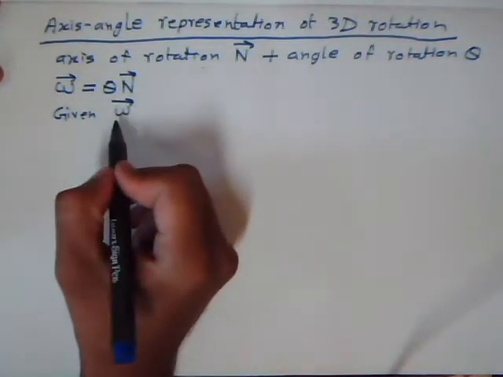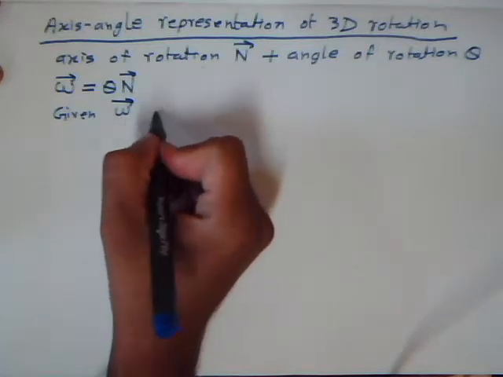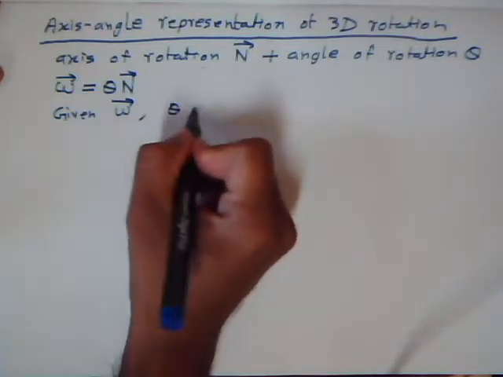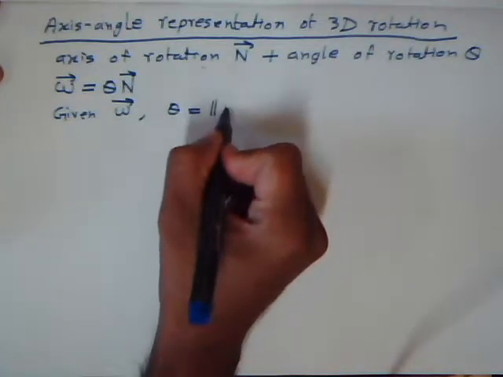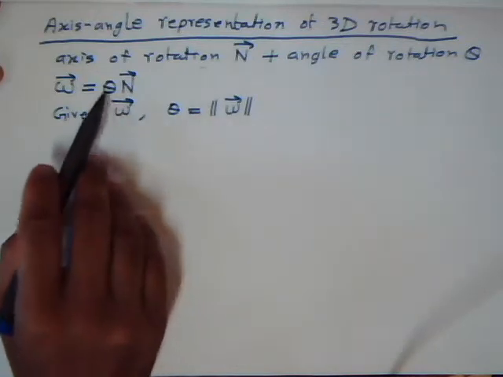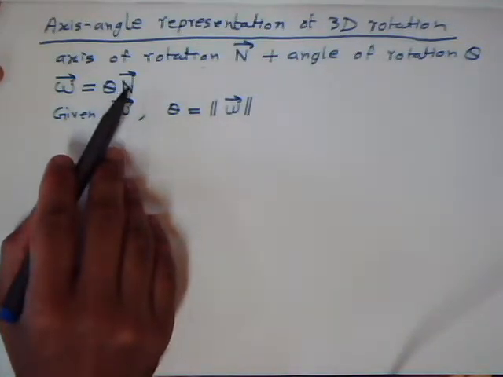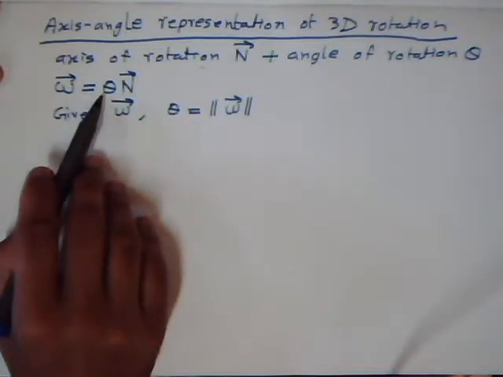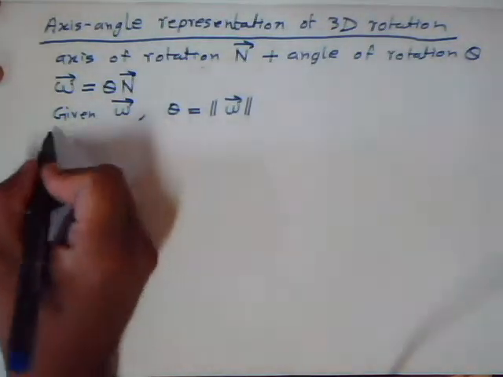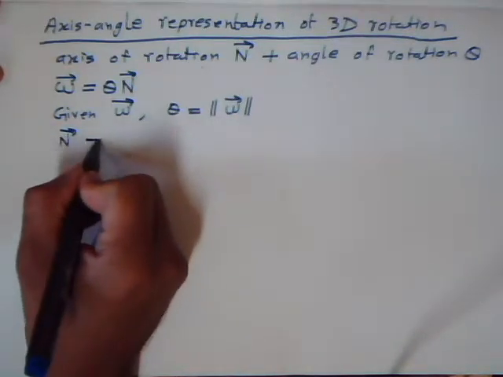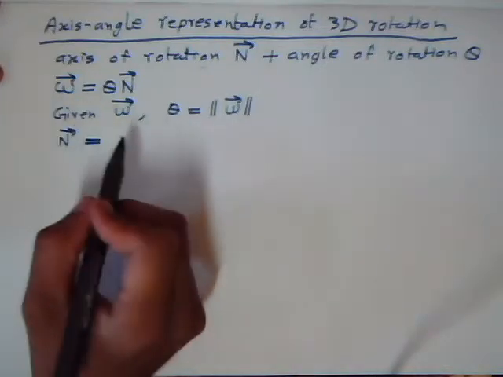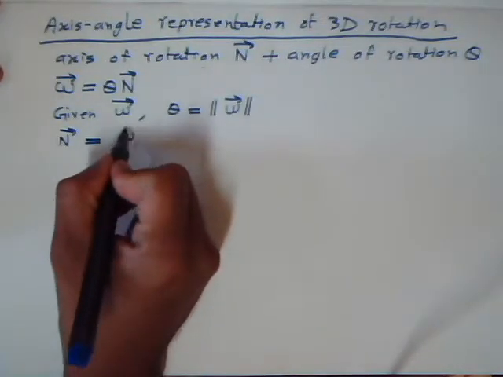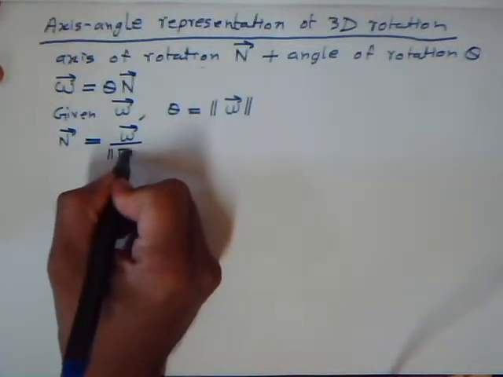this vector omega, we can find theta as the length of this vector omega. Since the length of n is equal to 1, it's a unit norm vector, the length of omega is equal to theta, and then n is equal to the unit vector in the direction of omega, which is omega divided by the length of omega.